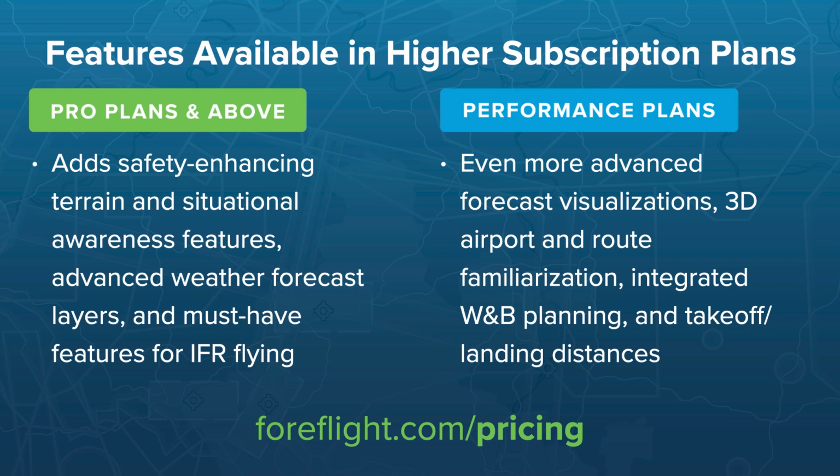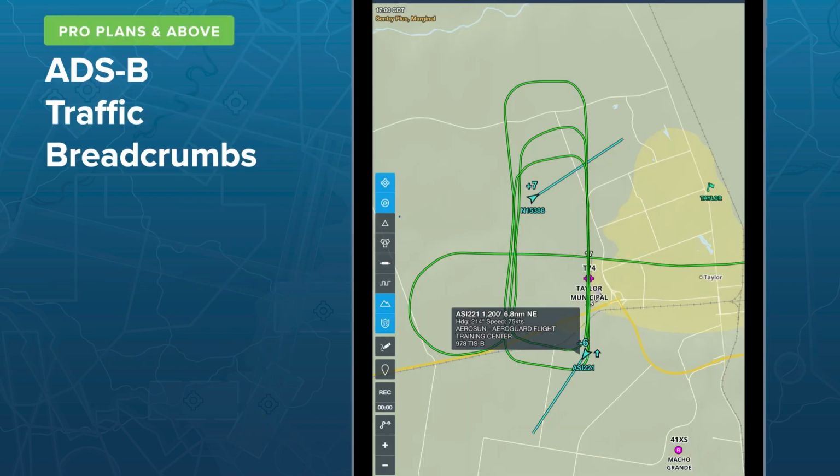And Performance Plus includes even more advanced forecast visualizations, 3D airport and route familiarization, integrated weight and balance planning, and takeoff and landing distances. Now you can see a breakdown of all of our features and which subscription plans they fall into at foreflight.com/pricing. So let's jump into some of the features available in Pro and Performance Plus.